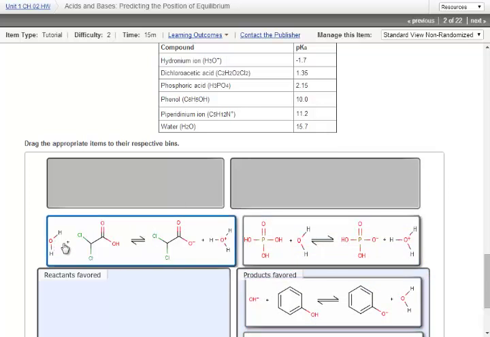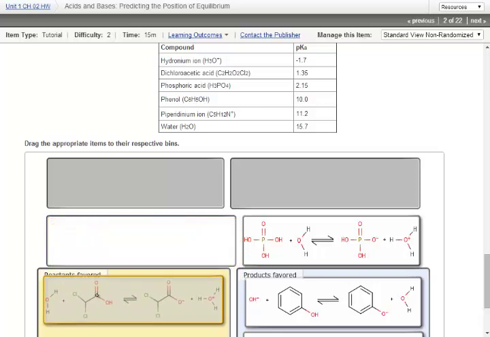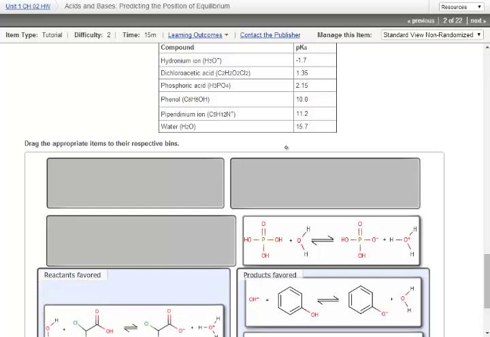So for this reaction, I have water, and then I also have dichloroacetic acid. Now what happens is the dichloroacetic acid is going to be donating its proton, and it gives it up to water that turns into hydronium. So what I'm comparing is 1.35 and a negative 1.7, and because 1.35 is greater than negative 1.7, reactants are favored.